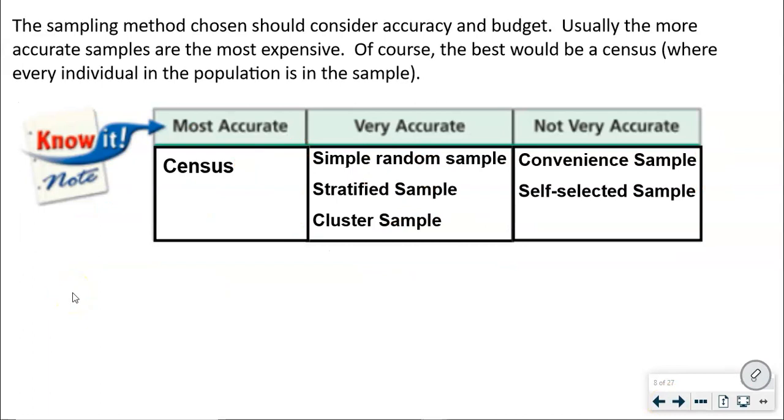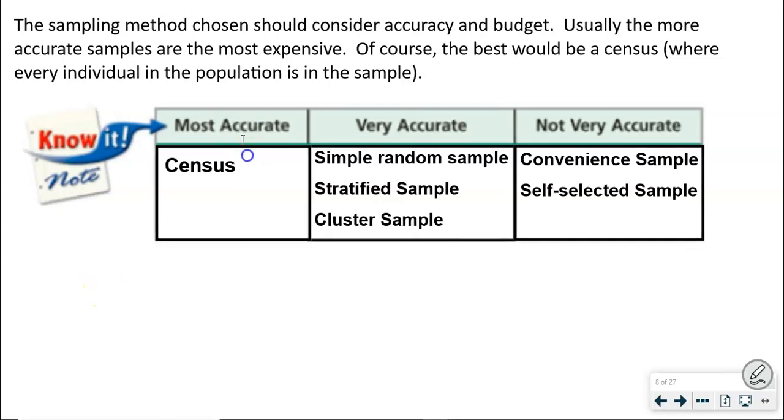So the sampling method chosen should consider accuracy and budget. Usually the more accurate samples are, the more expensive they are, okay? So of course the best would be a census where every individual in the population is in the sample. This is always your best, okay? Census. Then when we're talking about the most accurate, we got simple random, stratified, and cluster, and then our not very accurate are convenience and self-selected. Now I noticed, I don't know if y'all noticed, that there's one that's not on here. It's kind of between very accurate and not very accurate, and that would be our systematic sample. So I'm going to put it right here.